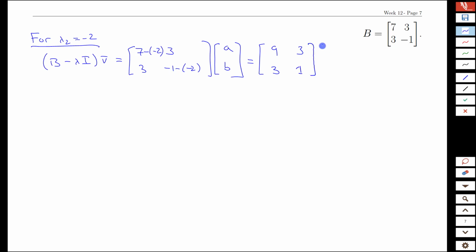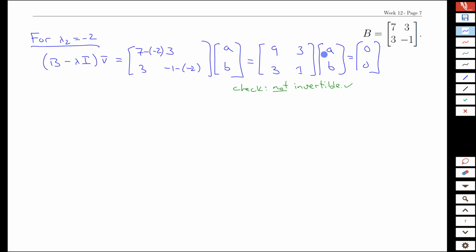And we do that times a, b, and that, when we tidy it up, is 7 plus 2 is 9, 3, 3, minus 1 plus 2 is 1. Like, oh, good. Phew. If we take a look at that matrix, we can see that this row is a multiple of that one. So we have our check again, that it's not invertible. And we set that equal to 0, 0. B minus lambda I times our vector has to equal the 0 vector.